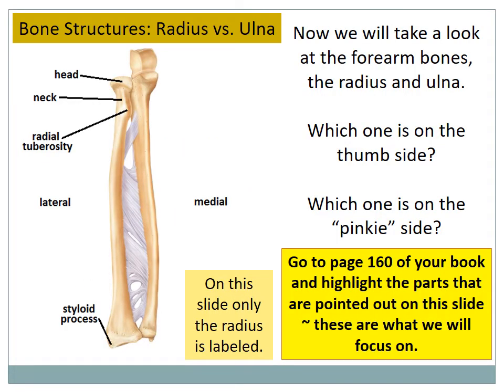All right, I know I just told you this, so hopefully we can remember which one of these is on the thumb side, the radius or the ulna. Yeah, that radius is on the thumb side. And which one is on the pinky side? Yeah, the ulna. Okay, so we're going to start by looking at the radius here. So if you go to page 160 of your book, highlight the parts that are pointed out on this slide. These are what we're going to focus on for the radius.